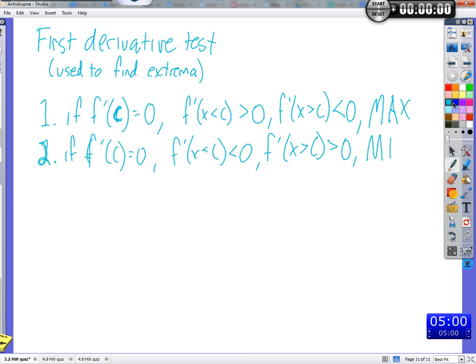We can put a little side note here. This is increasing, and it goes to decreasing. It goes from decreasing to increasing. Those are our conclusions based on those things.